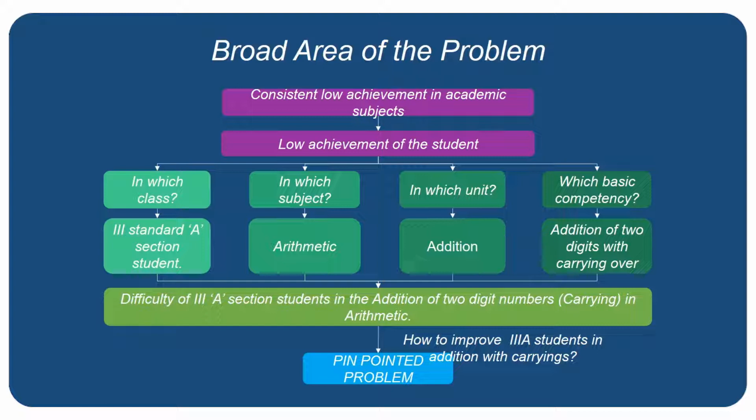So therefore from a consistent low achievement in academic subjects, a pinpointed problem can be read as difficulty of 3rd A section students in the addition of 2-digit numbers, that is carrying in arithmetic. Or in other words, in question form also the same thing can be pinpointed as how to improve 3rd standard students in addition with carry. This can be taken as a pinpointed problem. Let us quickly look at another example.